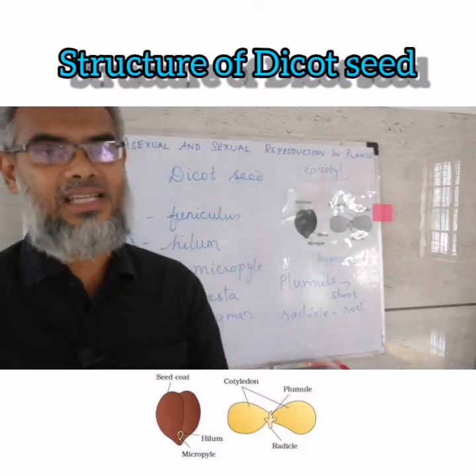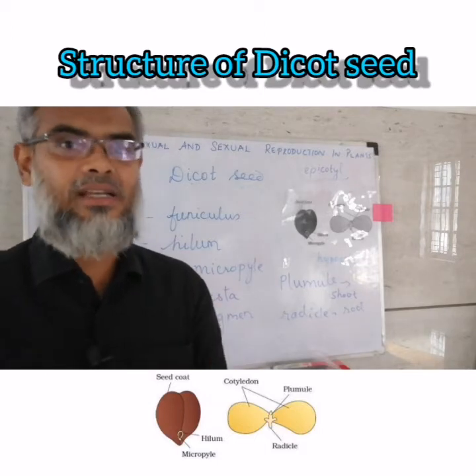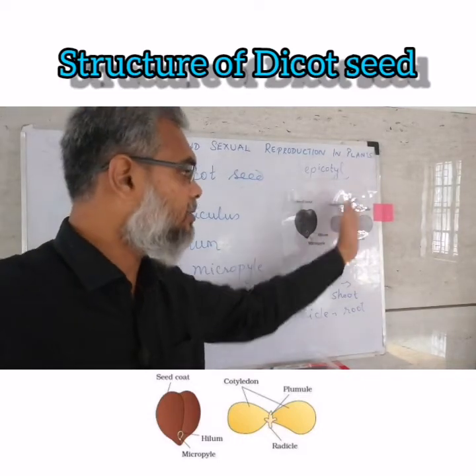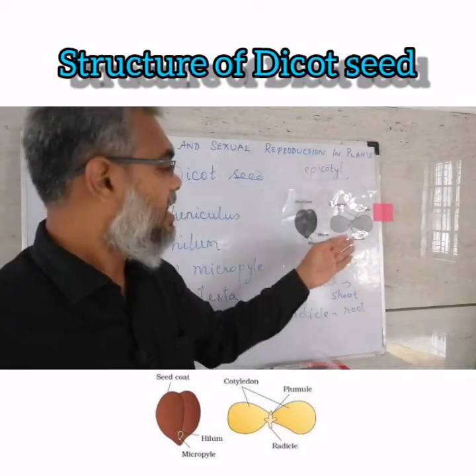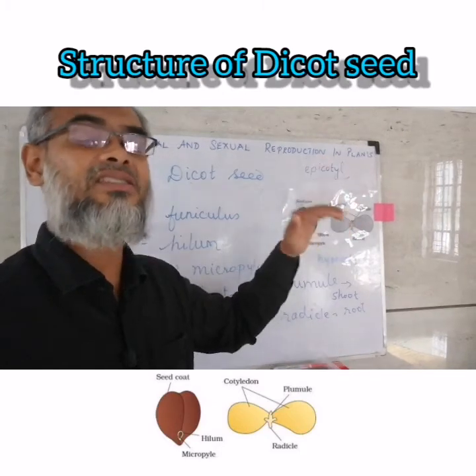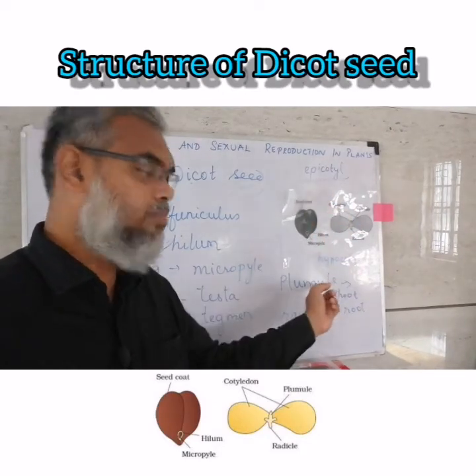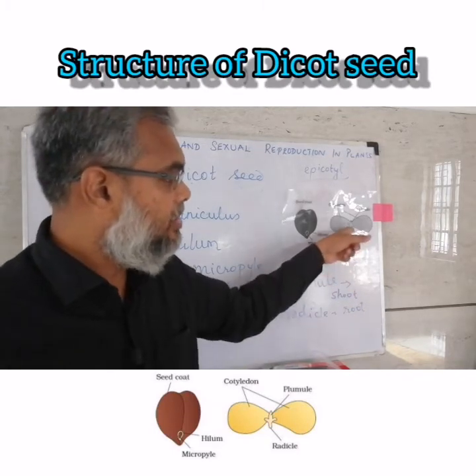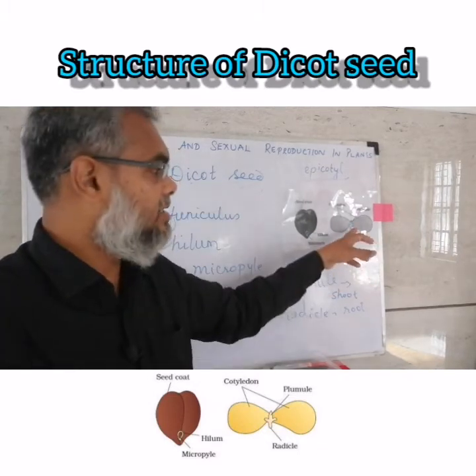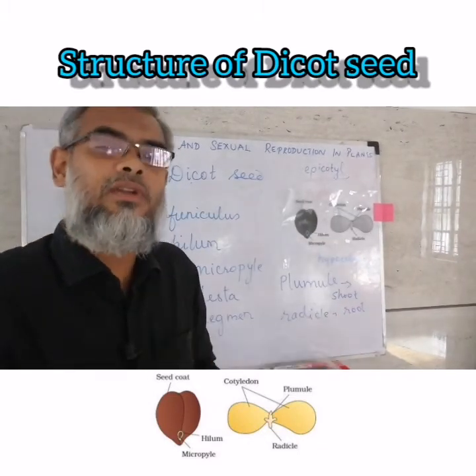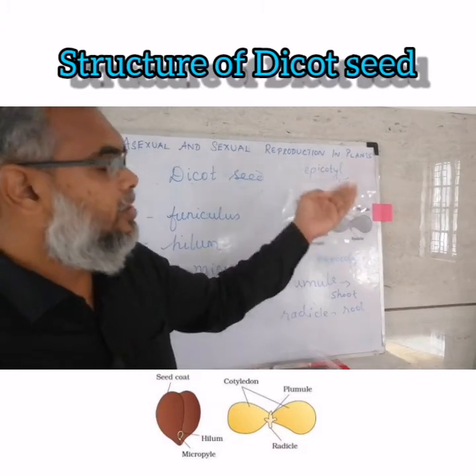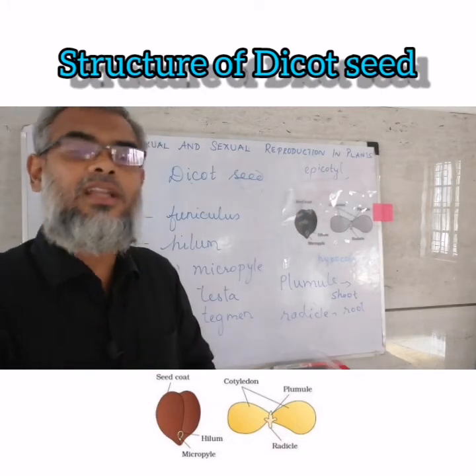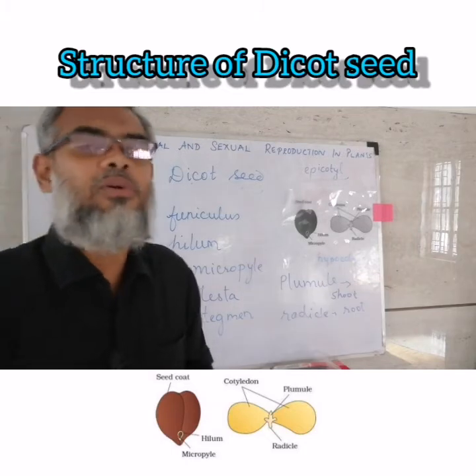The outer seed coat is called the testa, and the inner seed coat is called the tegmen. Then next we have the embryonic axis. Two cotyledons are present on the embryonic axis. The portion projecting above is called the plumule, which develops into the shoot system, and the portion below is called the radicle, which develops into the root system. The portion of the embryonic axis above the cotyledon is called the epicotyl, and the portion below the level of the cotyledon is called the hypocotyl.